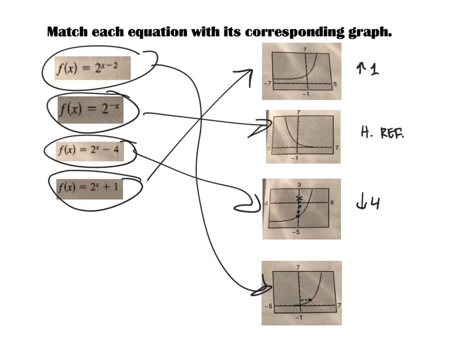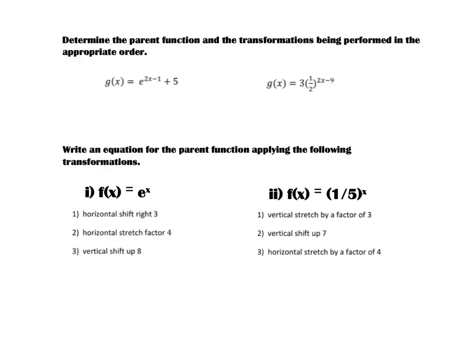Okay, let's do a little bit more with transformations and we'll finish up with some equation writing. Okay, determine the parent function and the transformation being performed in the correct order. So the parent function here would be f of x equal to e to the x. So what is going on? It doesn't matter if I list vertical and then horizontal or horizontal then vertical, but within each of those I need to do them in the correct order.